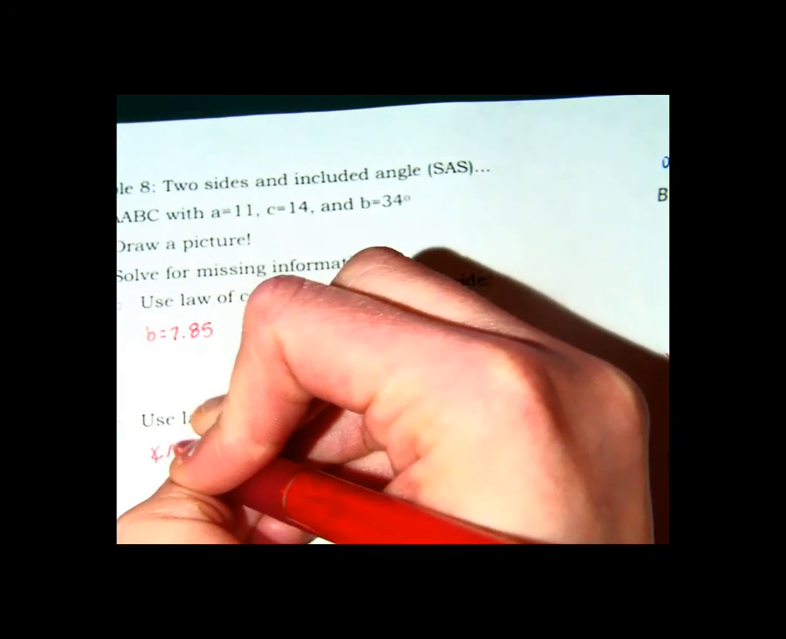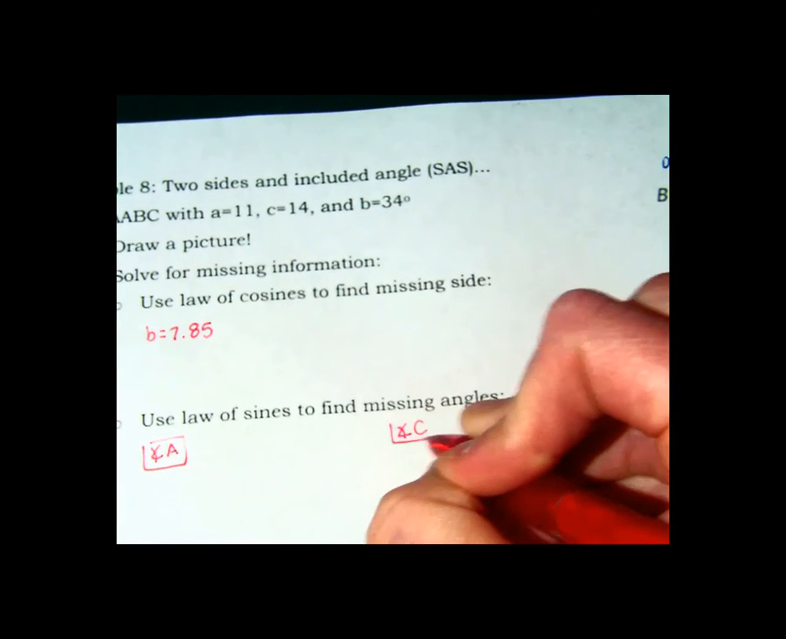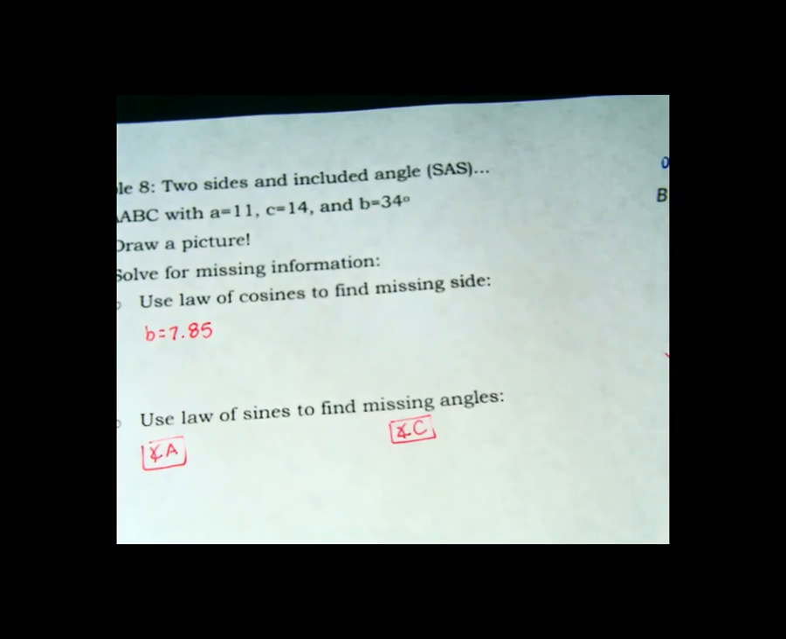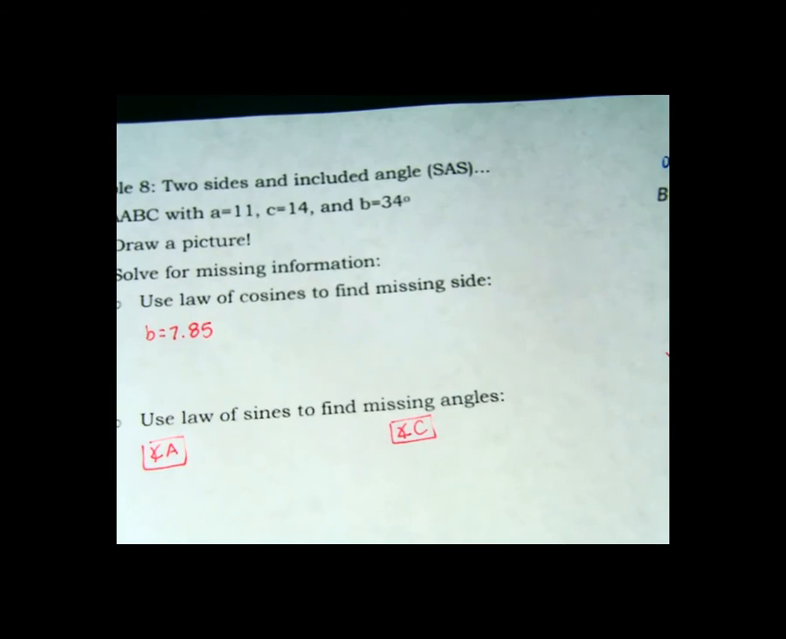Angle A, angle C. I'm going to use the law of sines to find those. Use the law of sines to find one of them, and then I use the triangle sum theorem to find the other one. So I don't have to do the law of sines twice. I only have to do it once.